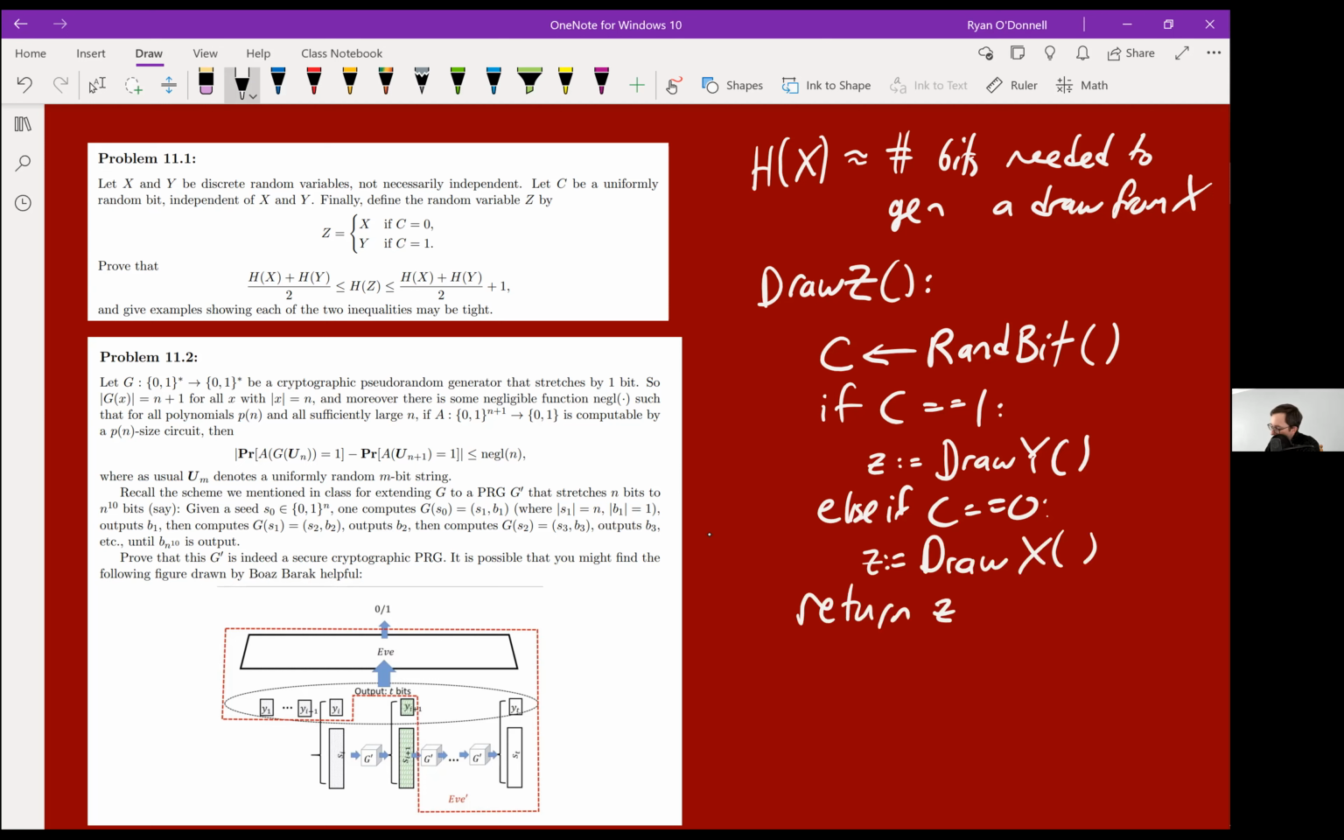And so if we're interested in the entropy of Z, it's like saying, if I run this computer code, how many times does it call rand bit on average? Well, one thing you could say is this is one way to make computer code that does a draw from Z. This might not be the most efficient way, but it's one way to do it.